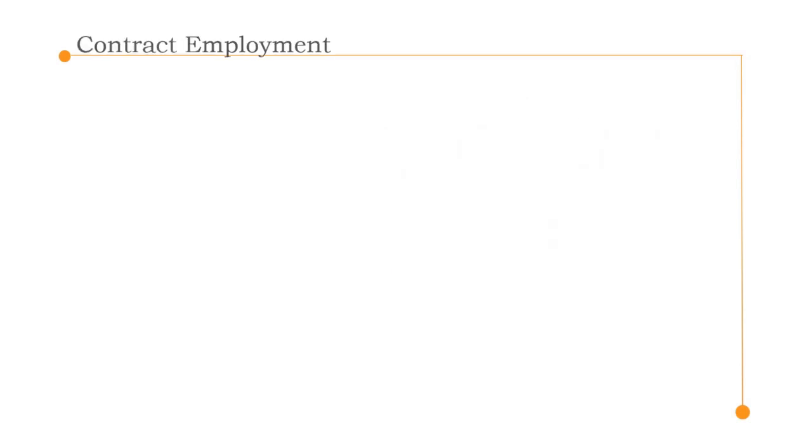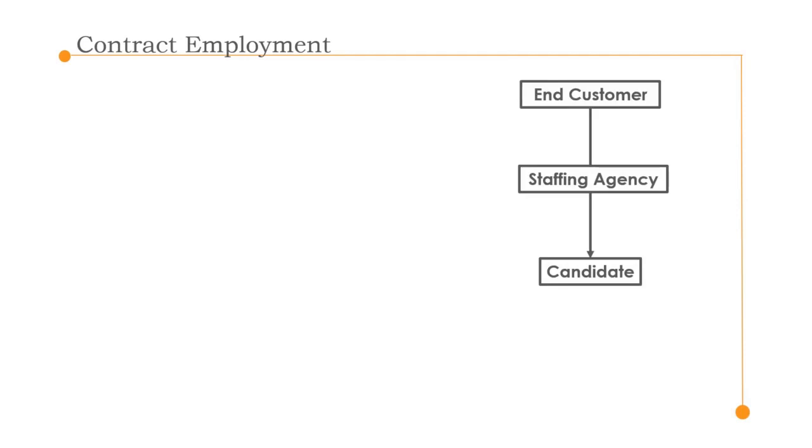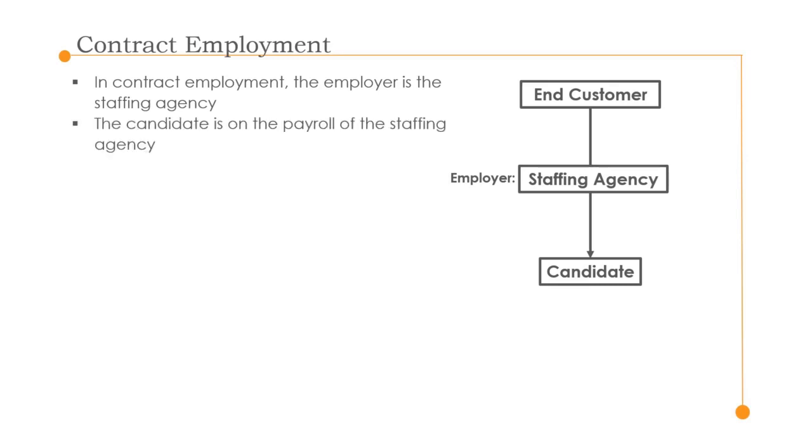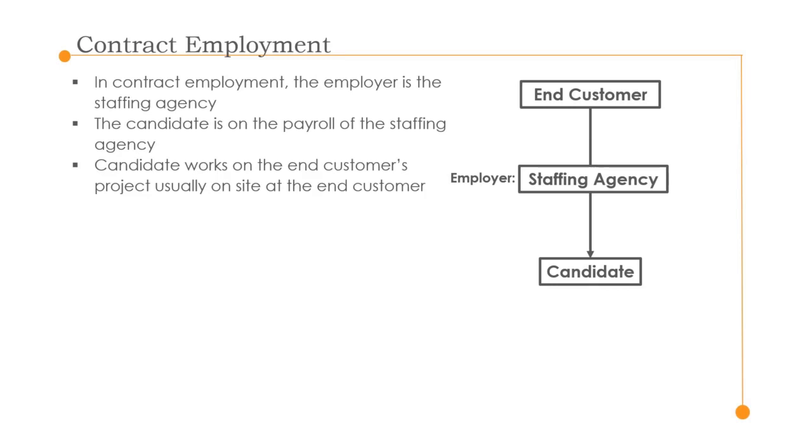Starting with contract employment. We'll learn about contract employment with the help of the diagram on the right. In contract employment, the employer is the staffing agency. So the candidate is on the payroll of the staffing agency. The candidate works on the end customer's project, usually on site. The staffing agency, being the employer, keeps a track of attendance and the hours worked by the candidate and then sends the end customer a bill.